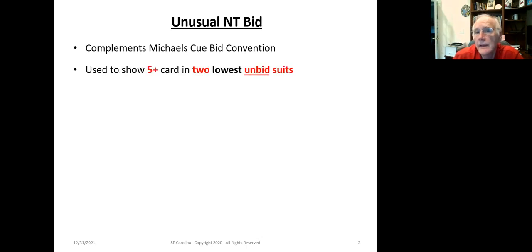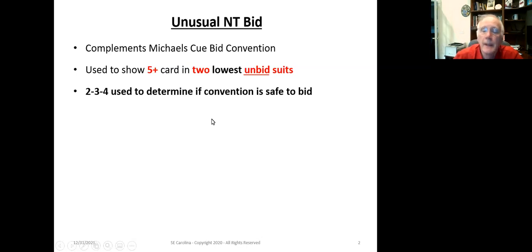Specifically, the unusual no-trump allows you to show 5+ cards in the two lowest unbid suits. Remember that the Michaels-Cubit allows you to show the other variations. We're going to use the 2-3-4 system to determine if it's safe to use the unusual no-trump convention. Shape-based hands are not bid based upon points, but on overall trick-taking capability. And that's what 2-3-4 does for you.